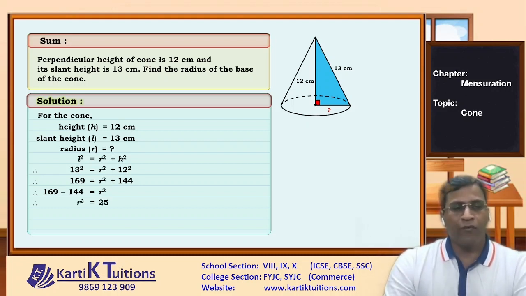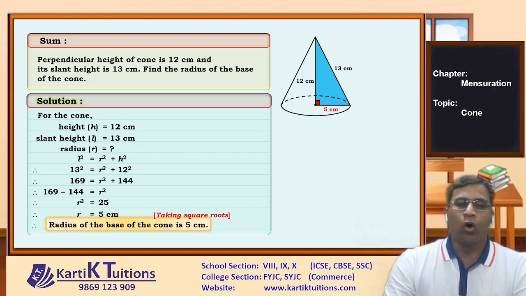Now to get the value of r, we need to take the square root. When we take the square root, you will get r as 5 centimeter. So basically the radius of the base of the cone is 5 centimeter. I hope you have understood this sum. Let's move towards the next sum.